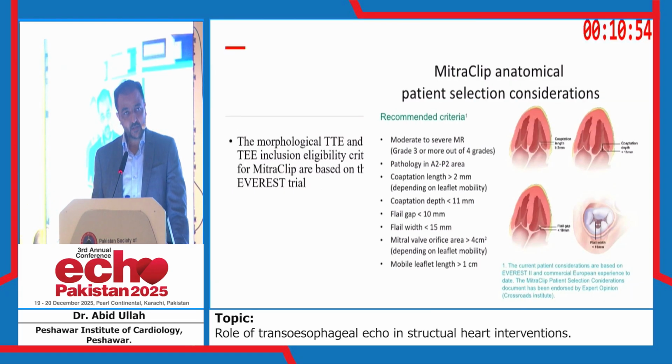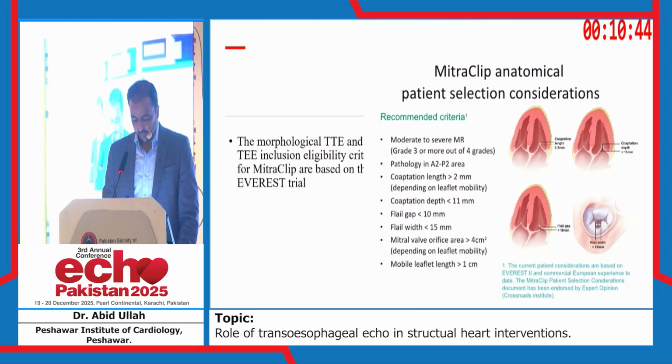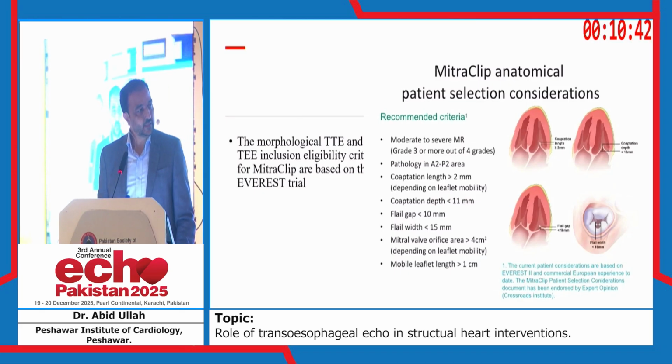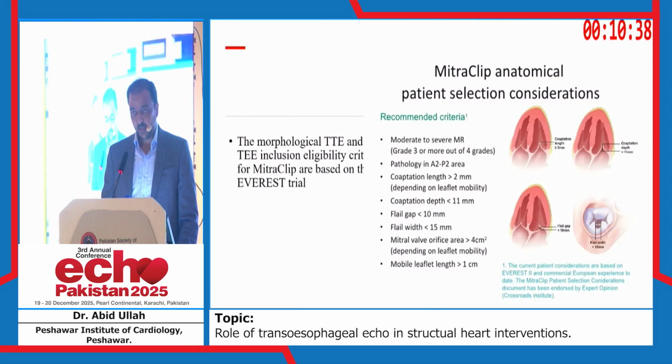When we are selecting a patient for the mitral clip, the selection is based upon the EVEREST II criteria coming from the EVEREST trial. There should be moderate to severe MR. The pathology, ideally, they said has to be A2P2, although we have moved on from that, and any area or any part of the mitral valve can be targeted for a mitral clip.